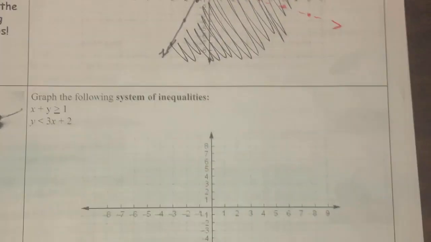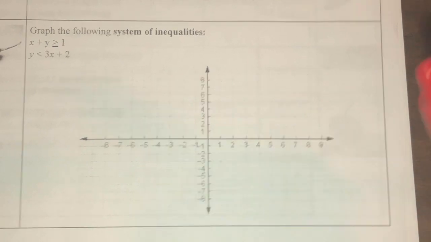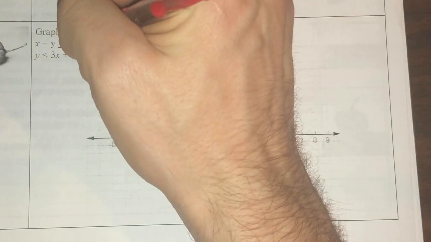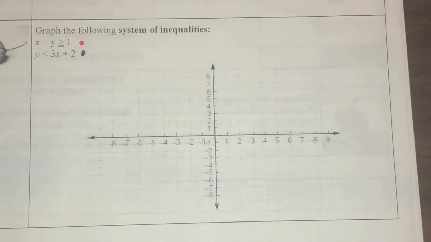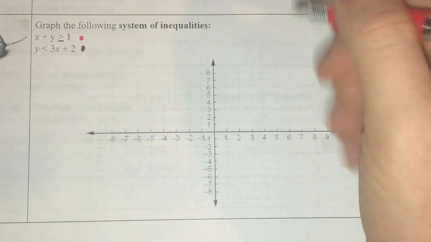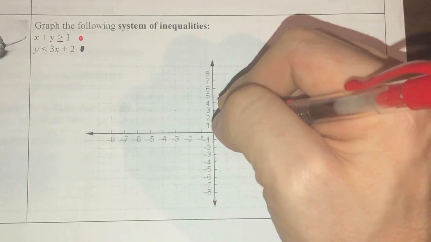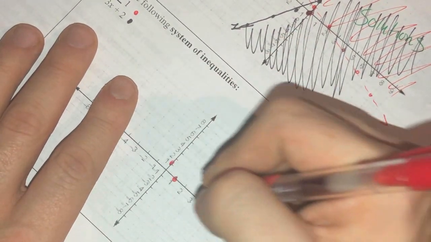All right, last one. Here we go. I'm going to graph this next system. x plus y more than or equal to 1. y less than 3x plus 2. So first, x plus y is greater than or equal to 1. This one's a little bit straightforward insofar as we know both of the intercepts are 1s, rather 0, 1 and 1, 0. Okay, now I connect these.